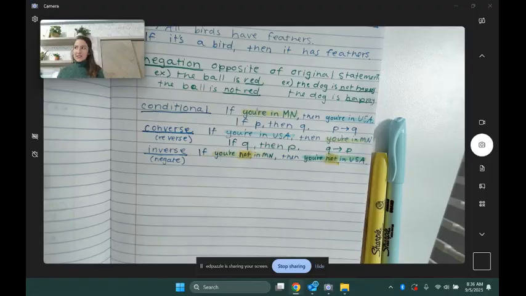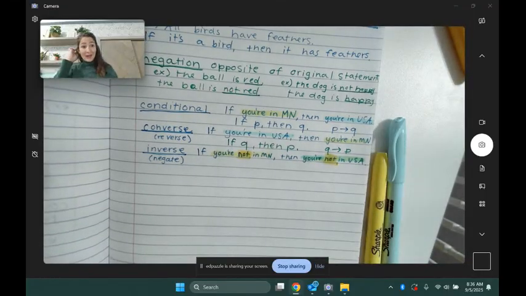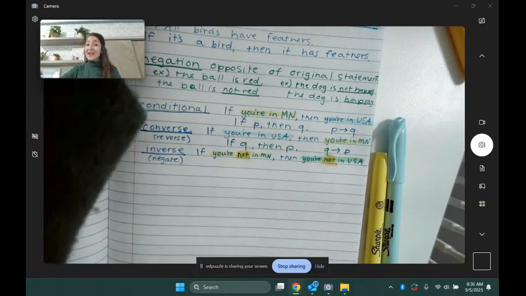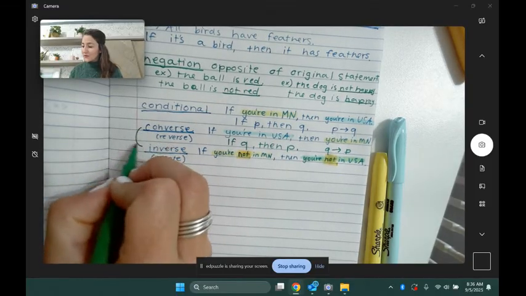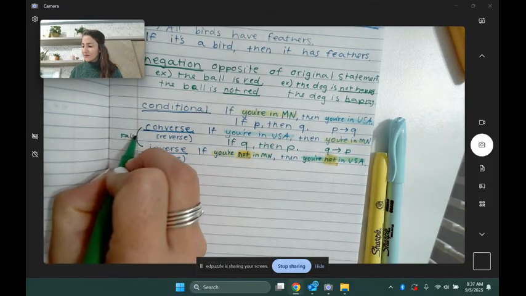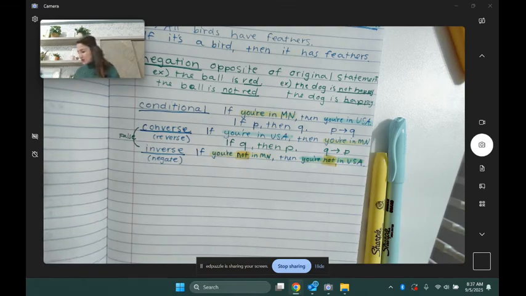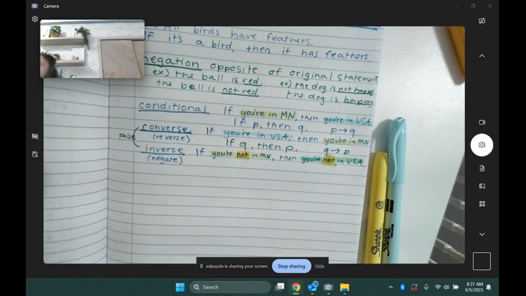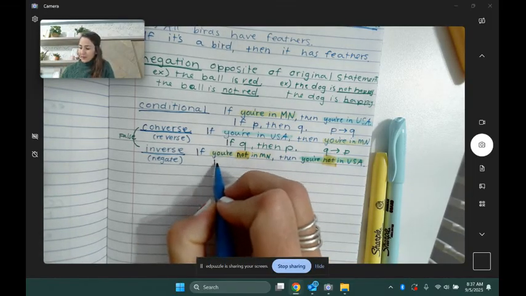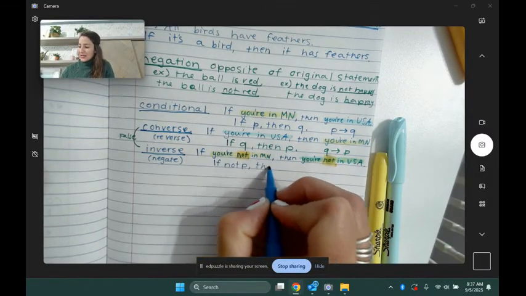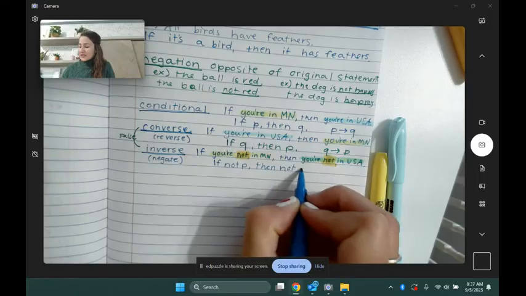If you're not in Minnesota, you could be in Iowa. If you're not in Minnesota, then you're not in the USA. No, that is not a true statement. These are false. Sometimes, if your conditional statement is true, then these two sometimes are false. But that is still an inverse of it.